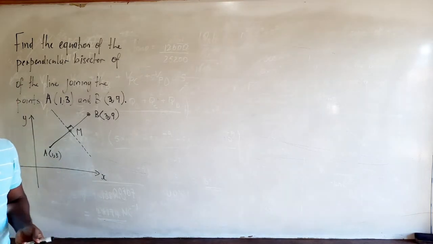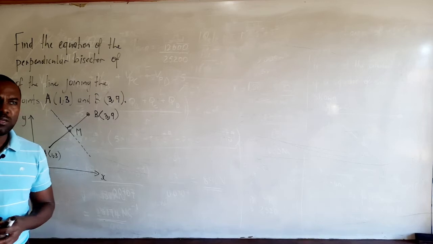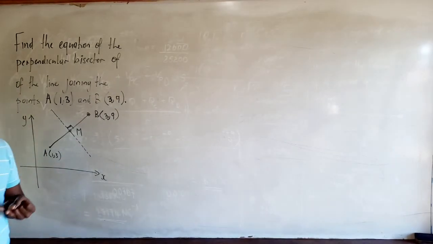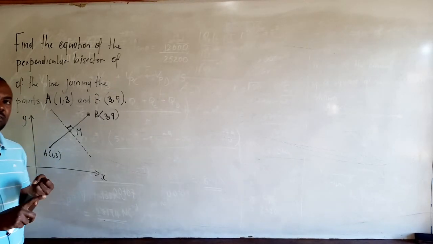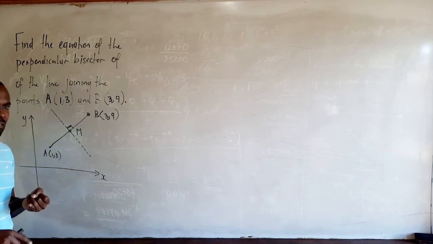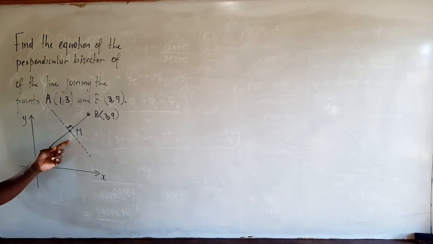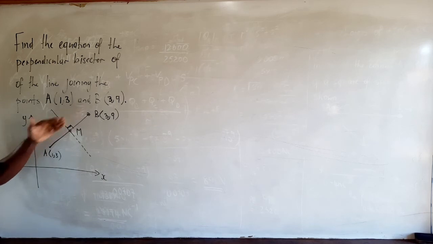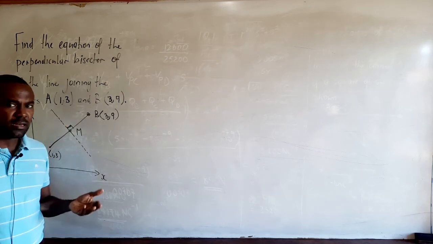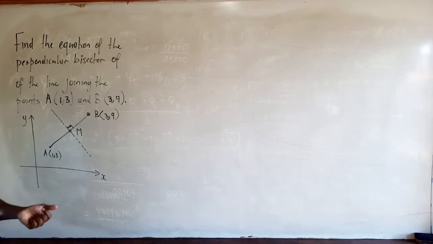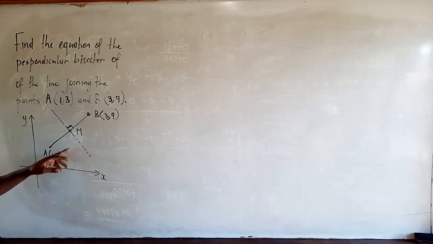Generally, in order to find the equation of a line, we need two things: a point on the line and the gradient of the line. In this particular case, the point that we need is the midpoint of the line AB, and we need to find the gradient of AB in order to find the gradient of any line which is perpendicular to AB. So firstly, we'll go ahead and find the midpoint M of AB.